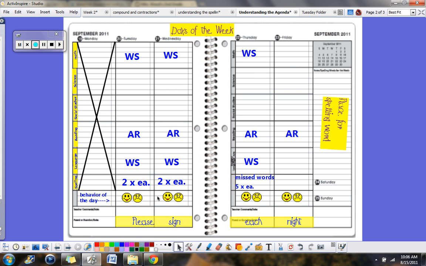At the very bottom of the page, you're going to see either a smiley stamp or a frowny stamp. This will let you know how your child's behavior is that day. If you see several days where there are frowny faces, then you may want to talk to your child about what rules they're breaking. I also will write a note in one of these blank spaces to let you know what the rules are that they're breaking.